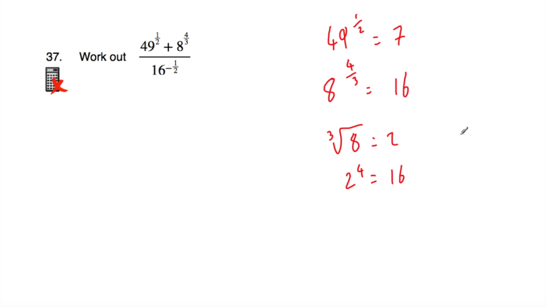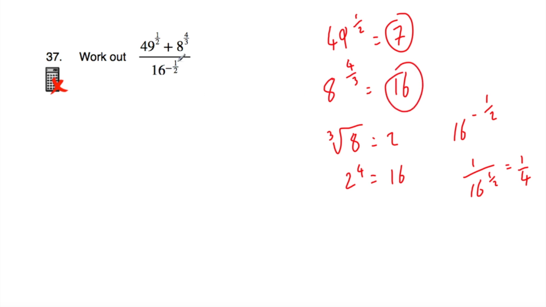And then we've got 16 to the power of minus a half. Because we've got a minus power, we're going to do 1 over the positive power, so 1 over 16 to the half. And 16 to the power of a half, you square root it, so it'll be 1 over 4, or a quarter. So let's replace the 49 to the power of a half with 7, the 8 to the power of 4/3 with 16, and the 16 to the power of minus a half with a quarter. So 49 to the power of a half, that's 7, plus 16 divided by a quarter.